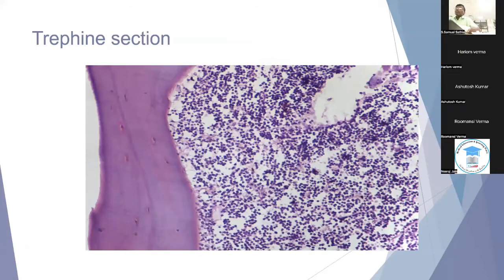And when we got the trephine section, as you can see, it is full of all these cells, which are very hyperchromatic and of small size. We cannot see the normal hematopoietic precursors, including megakaryocytes, in this. So this was a case of acute leukemia, presenting with what we used to call aleukemic leukemia or subleukemic leukemia. So in these cases also, the trephine biopsy is very helpful for diagnosis.